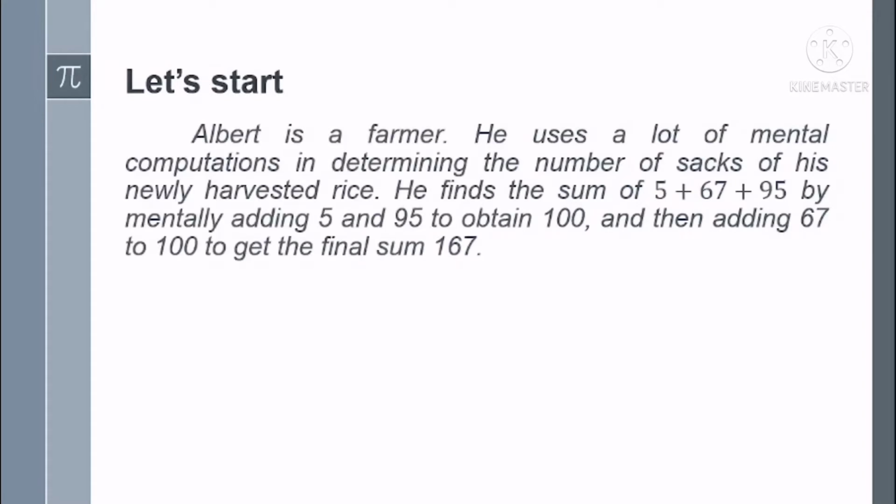Albert is a farmer. He uses a lot of mental computations in determining the sacks of his newly harvested rice. He finds the sum of 5, 67, and 95 by mentally adding 5 and 95 to obtain 100, and then adding 67 to 100 to get the final sum of 167.